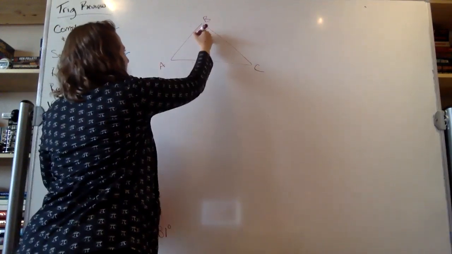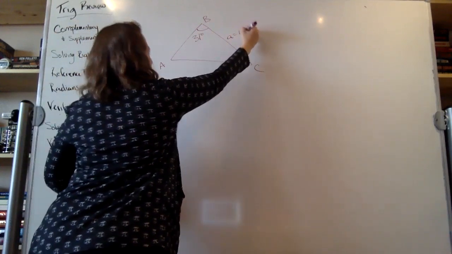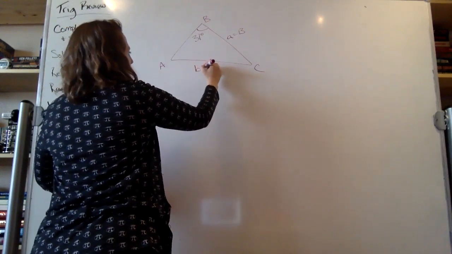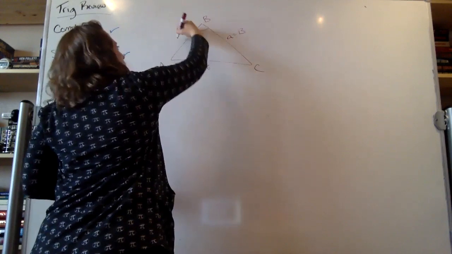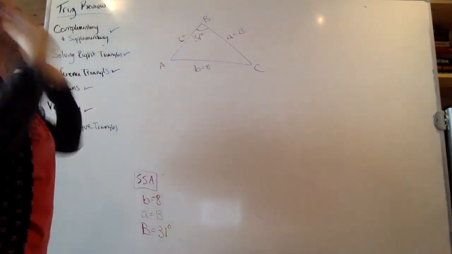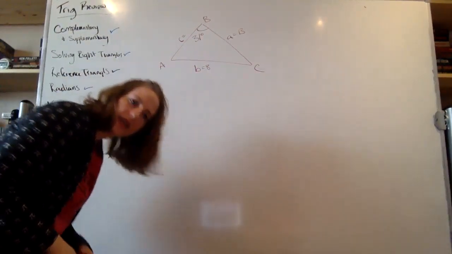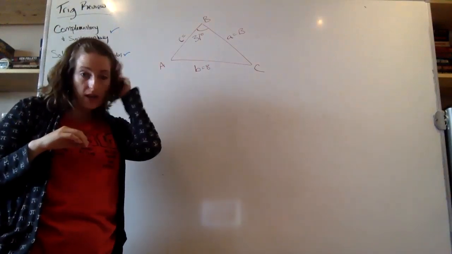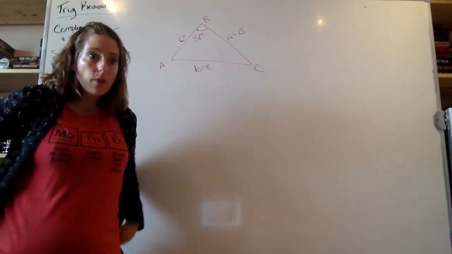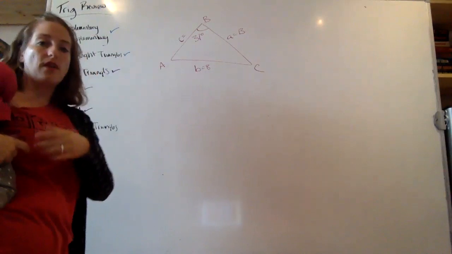So I know my angle B is 31 degrees. I know my side A is 13, and I know side B is 8. Remember that this is the case where we could have more than one solution. So this is the ambiguous case. This is the case where there could be 0 triangles, 1 triangle, or 2 triangles. In our solving, we need to identify which case this is, as well as solve this triangle.